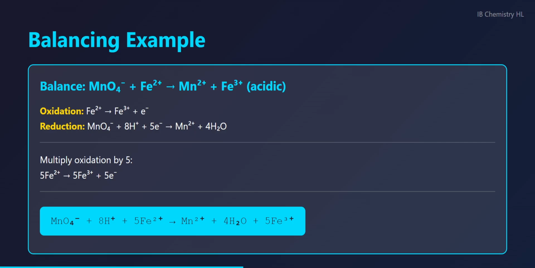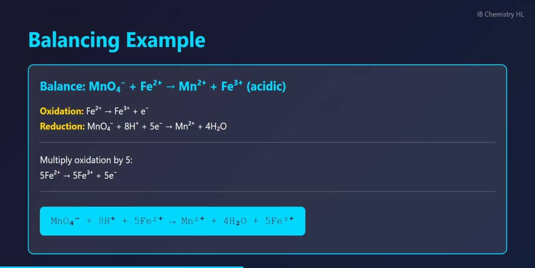Let us work through an example. Balance the following redox reaction in acidic solution: permanganate ion plus iron 2+ produces manganese 2+ plus iron 3+. First, write the oxidation half reaction. Fe2+ goes to Fe3+ plus an electron. Next, the reduction half reaction. MnO4- plus 8 H+ plus 5 electrons produces Mn2+ plus 4 H2O.